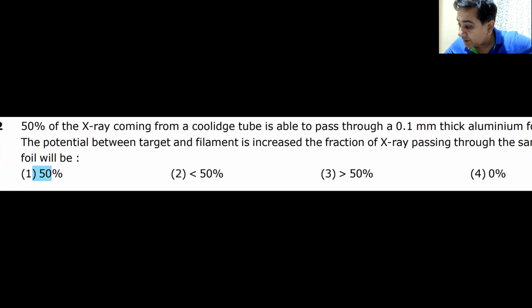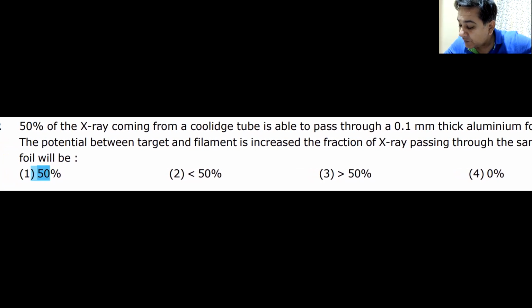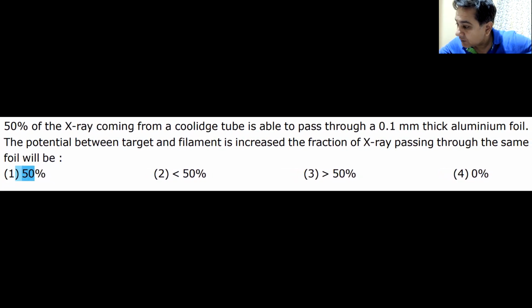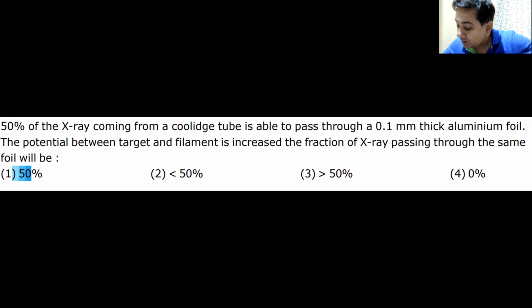Oops, what has happened here? Something has gone wrong. I will just mark it from here. Only 50% will still pass. Because if I want more percentage to pass, I should have more energetic X-rays. If I have more energetic ones, then a larger percentage will pass. Do we understand this? Yes, sir.